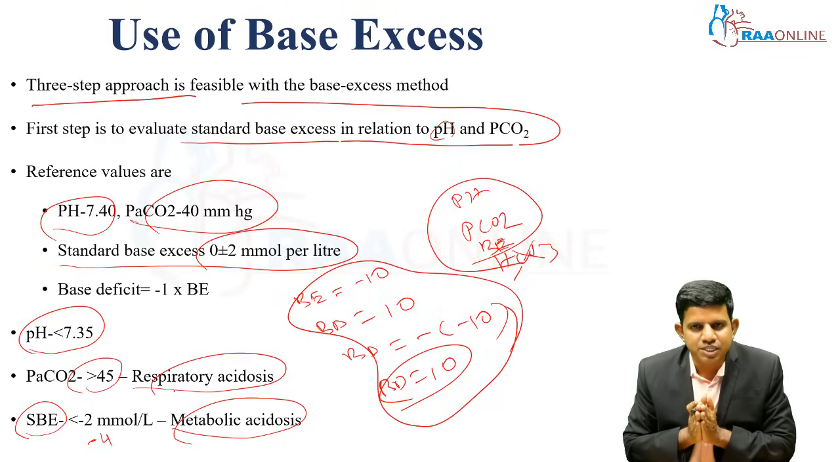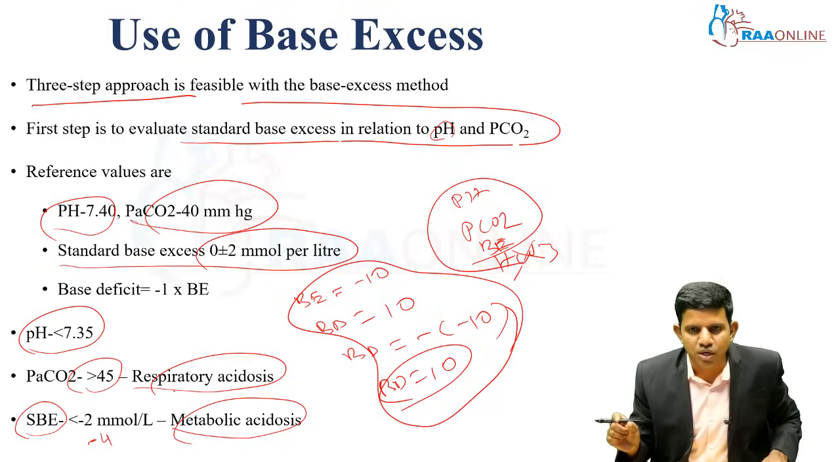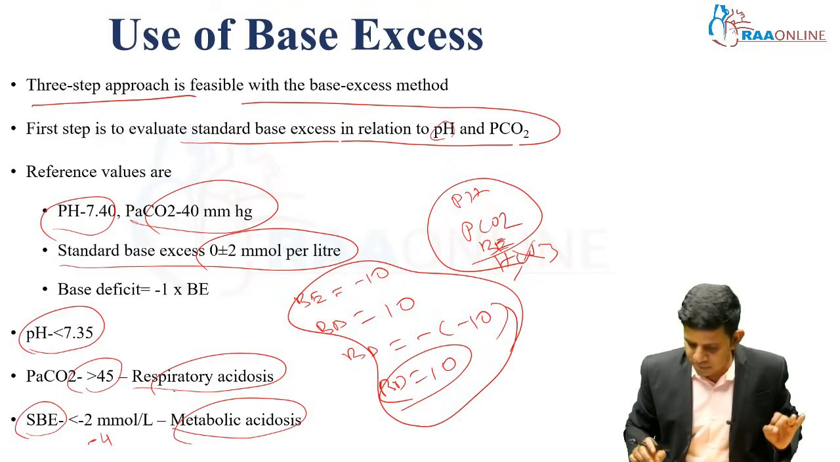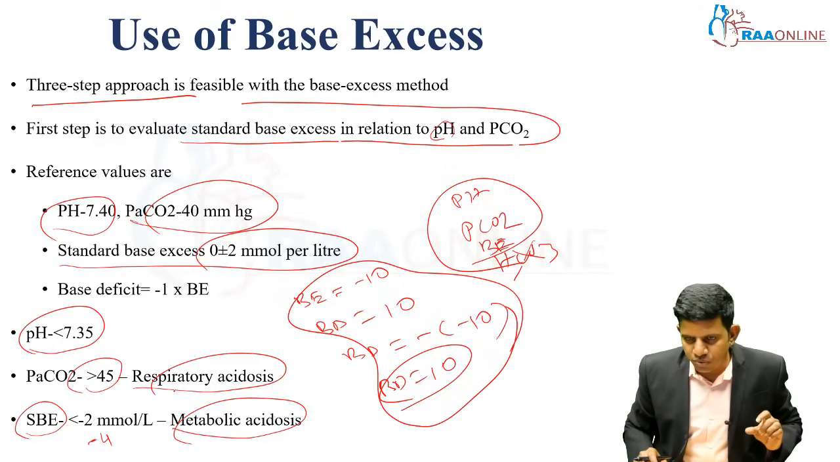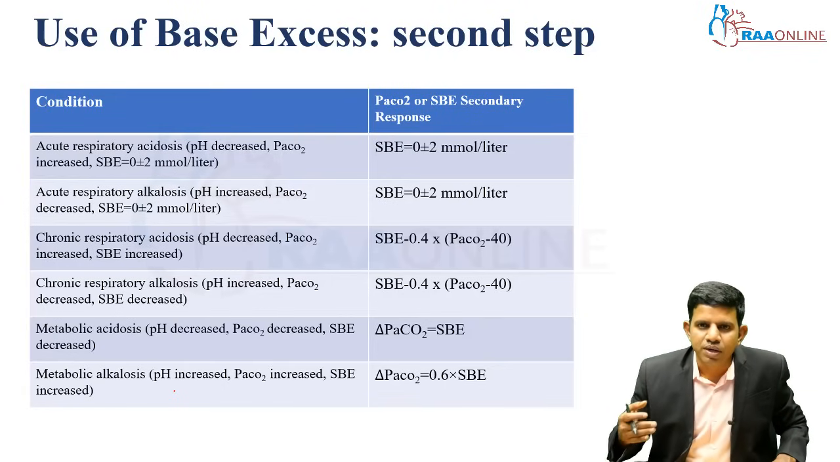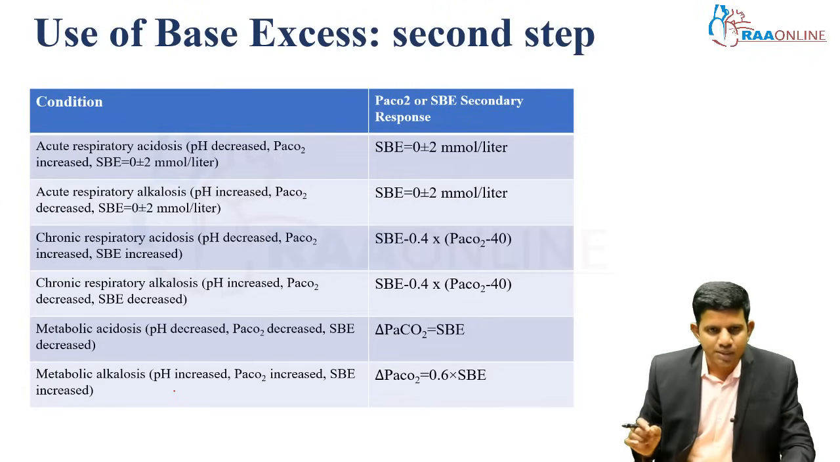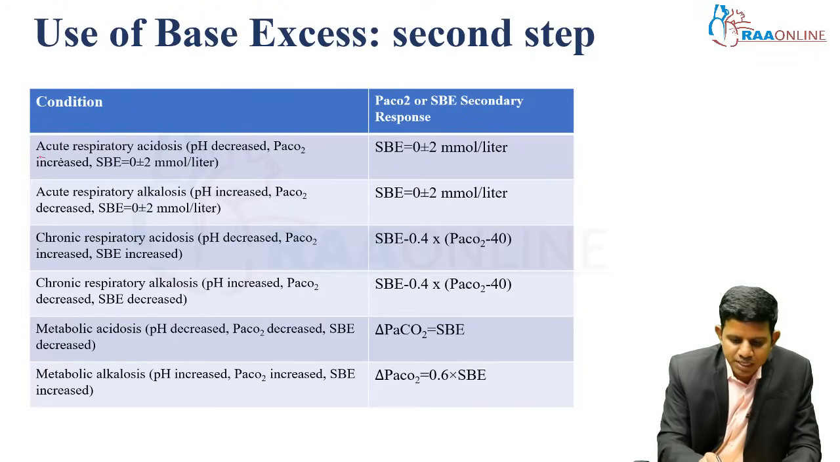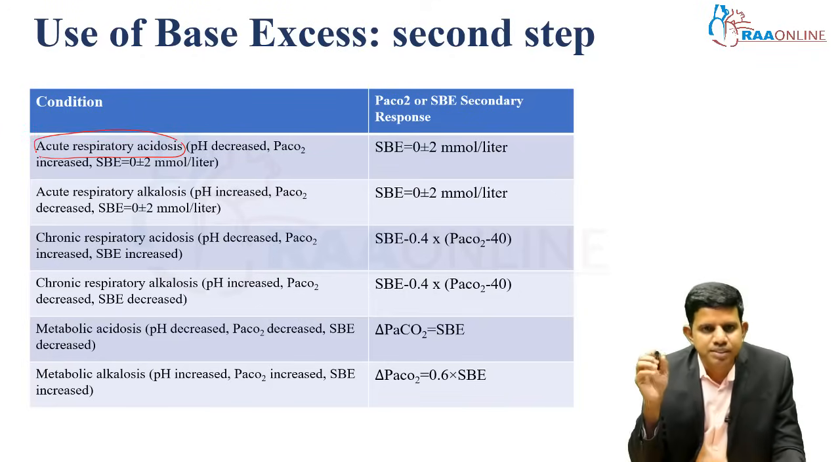It is my first step to assess the acid base disorder by using the base excess method. I already told you, to use the base excess they need some modifications. The second step is to look for the secondary response. For example, if it is acute respiratory acidosis, we already discussed that.